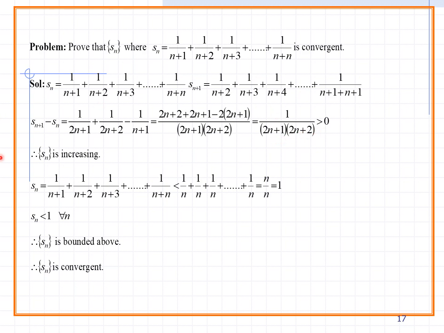So once the condition Sn plus 1 minus Sn greater than 0 holds, automatically the sequence Sn is increasing. At that time you can say it is bounded above. How do we say it is bounded above? This given sequence is less than 1 by n plus 1 by n, and so on, n terms of 1 by n. n by n you can cancel, and you get 1. So Sn is less than 1 for all n. Therefore Sn is bounded above, and at the same time Sn is convergent.